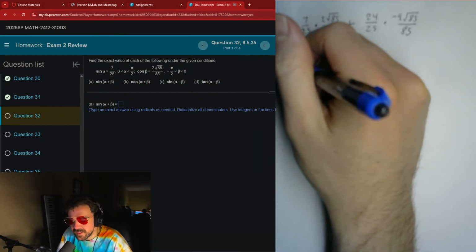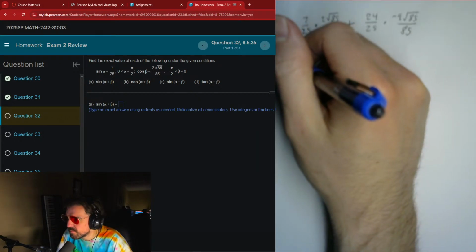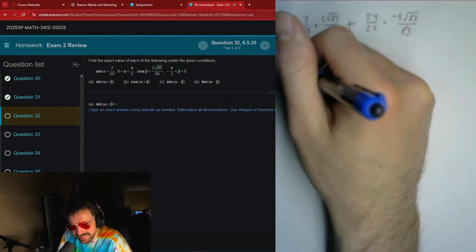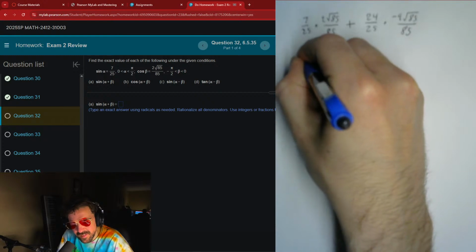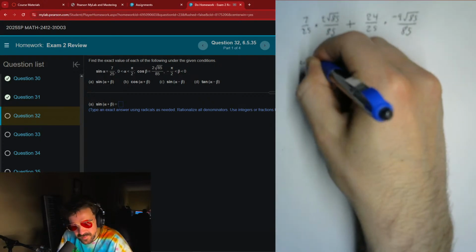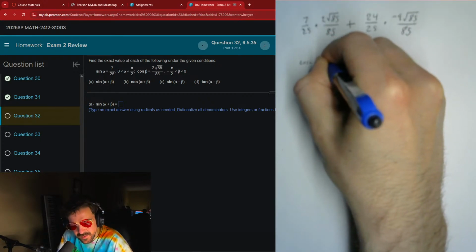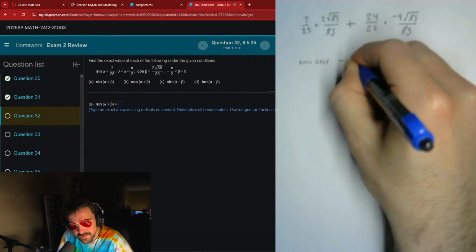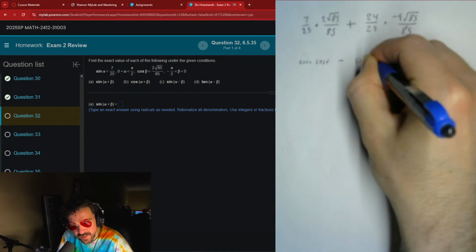The next formula. Sum of cosines. So cos u times cos v minus sine u times sine v.